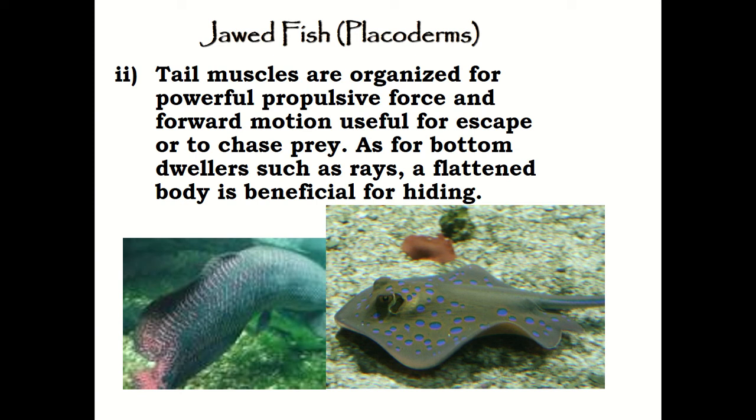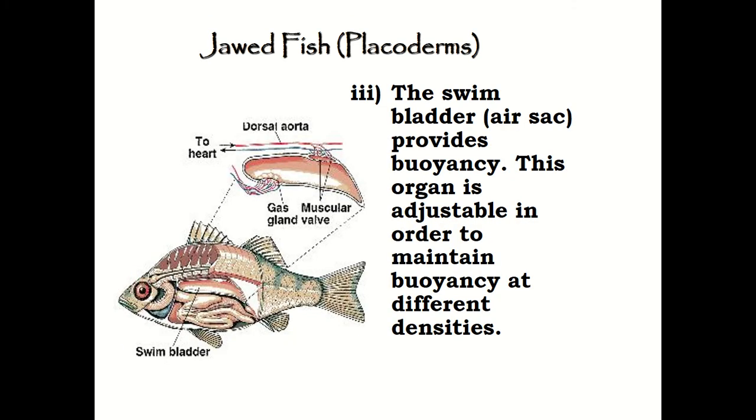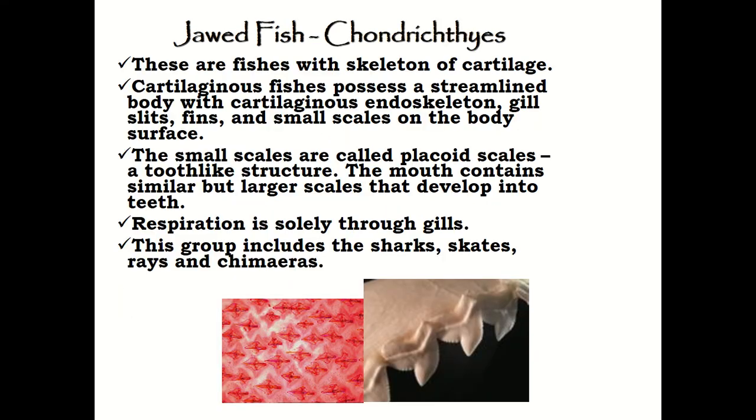As for bottom dwellers, such as the ray fish, a flattened body is beneficial for them to hide on the ground. Next is their swim bladder. The swim bladder of ray-finned fishes provides buoyancy for the body. This organ is adjustable in order to maintain buoyancy at different densities.